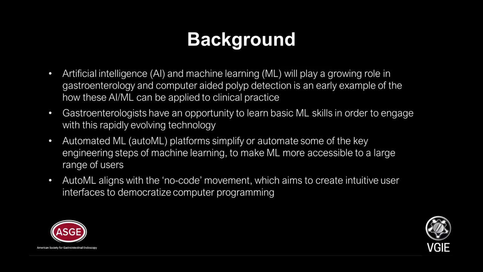Artificial intelligence and machine learning will play a growing role in gastroenterology. Computer-aided polyp detection is an early example of how these AI and ML technologies can be applied to clinical practice. Gastroenterologists have an opportunity to learn basic ML skills in order to engage with this rapidly evolving technology. Automated ML platforms simplify or automate some of the key engineering steps of machine learning to make ML more accessible to a large range of users. AutoML aligns with the no-code movement, which aims to create intuitive user interfaces to democratize computer programming.